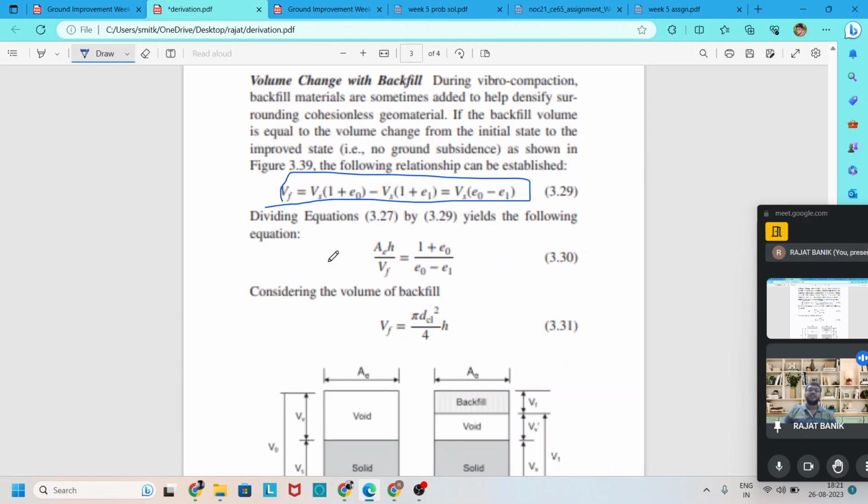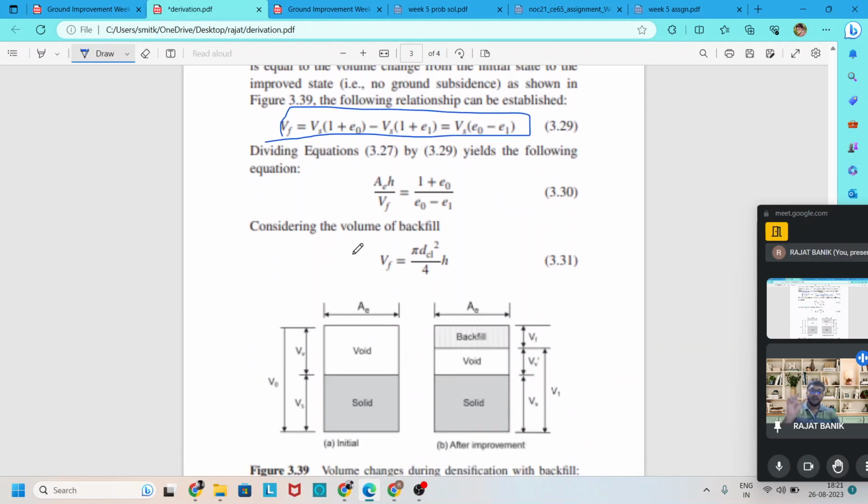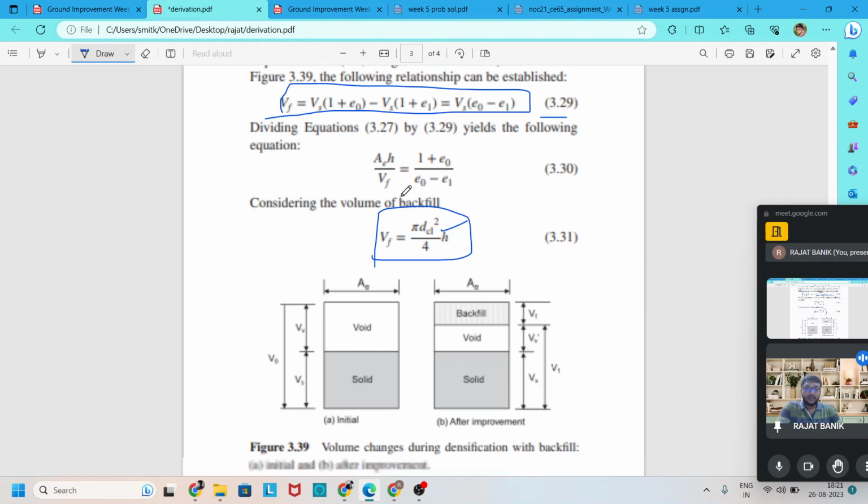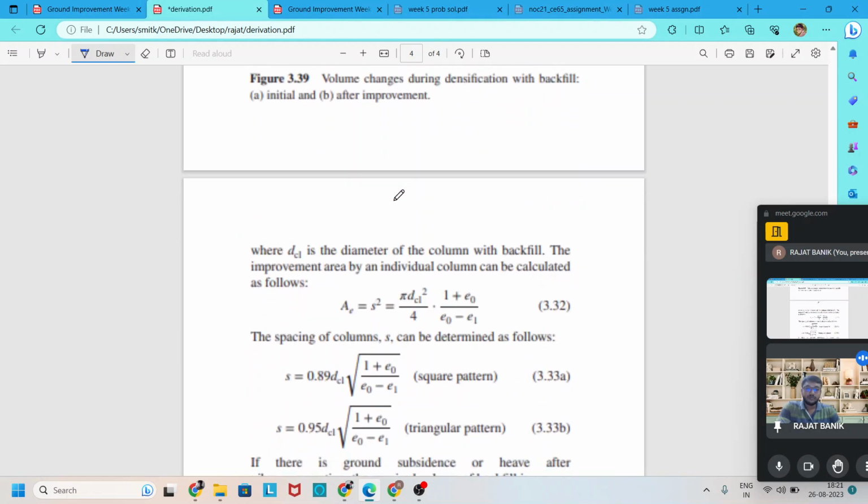Now we consider that the diameter of the backfill material is DCL. So we can find out the volume of the backfill by applying pi by 4 DCL square into H. And if we put this in equation 3.29, we arrive at something like that. This was the equation.